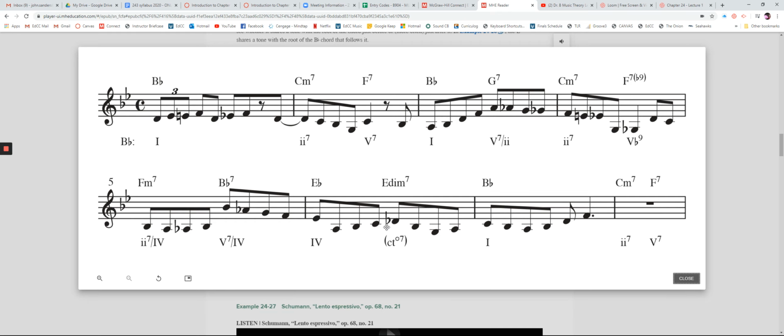E diminished is an E, G, B flat, D flat. That D flat could move chromatically to D to make the 3rd. The E could move chromatically to F to make the 5th. And then the G would be that whole step above the 5th.